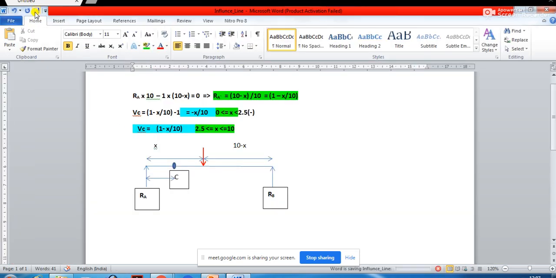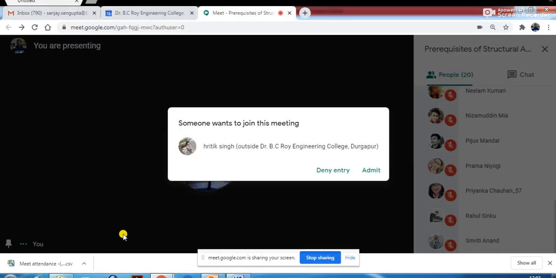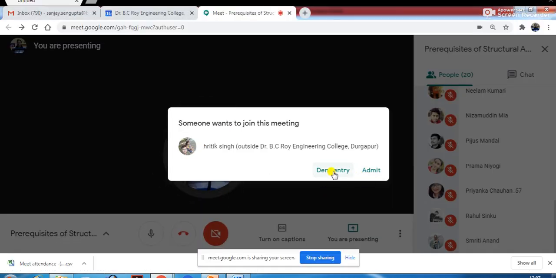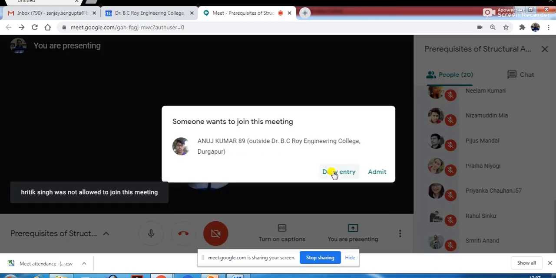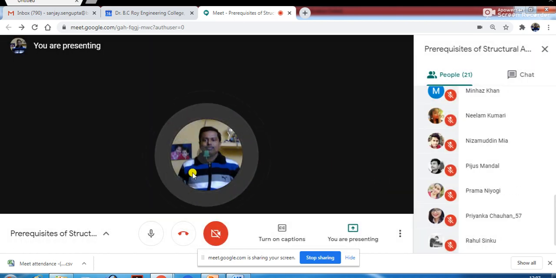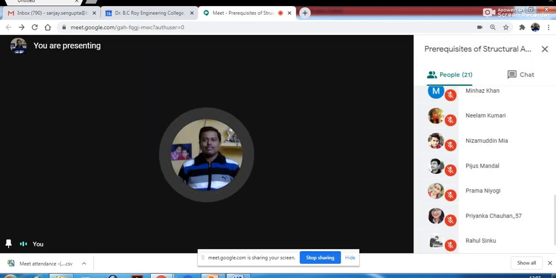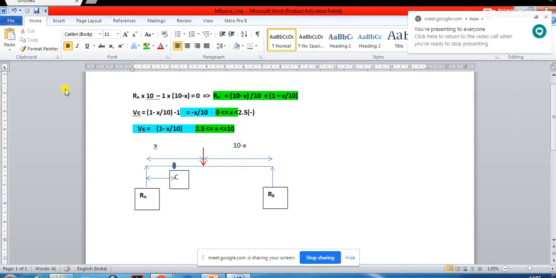Okay, so let us stop here today. Tomorrow we will discuss how to find out the reaction diagram for this shear influence line diagram of shear force.